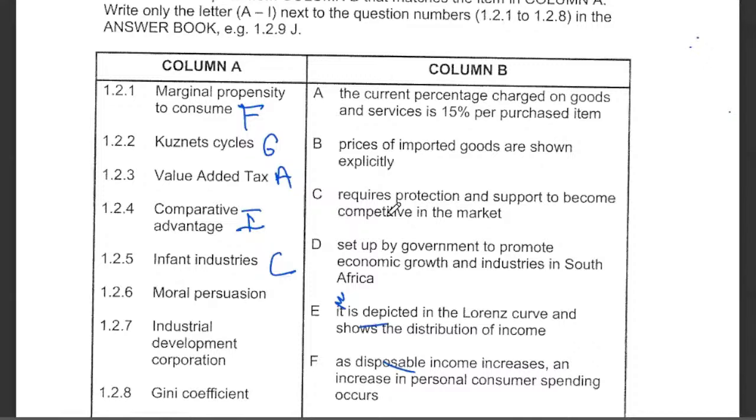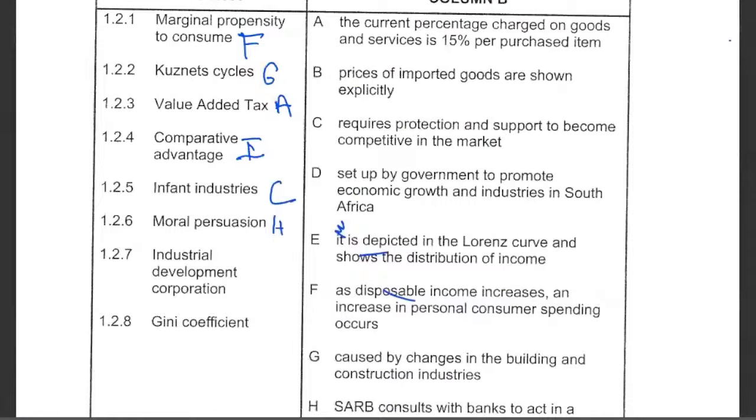Okay, grade 12s. As I did say, our appropriate answer for 1.2.6 is H. Right, now let's move on to the next question, 1.2.7, where we have Industrial Development Corporation. The appropriate answer is that it is set up by government to promote economic growth industries in South Africa. So our appropriate answer in this regard is going to be D.